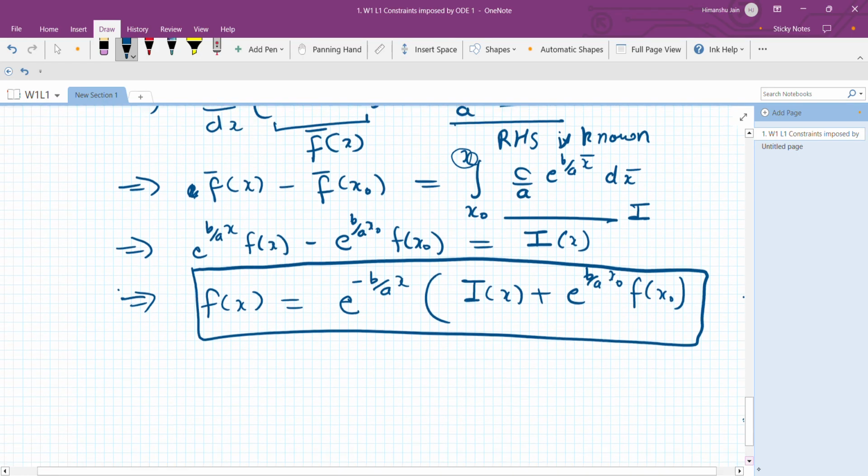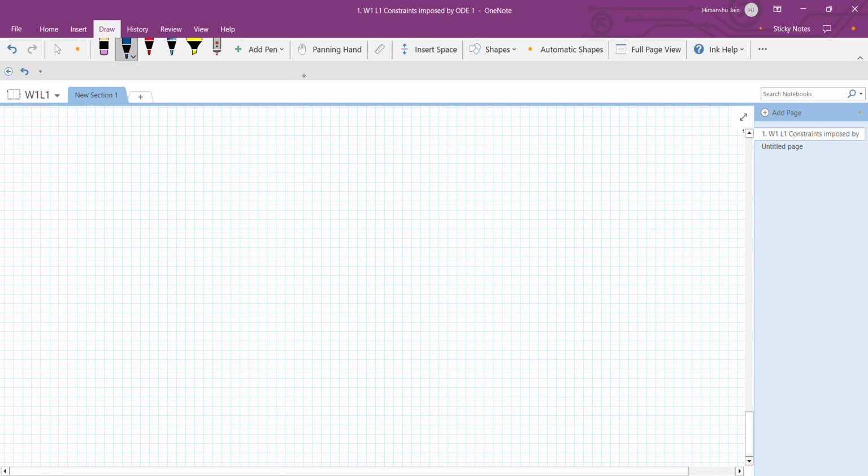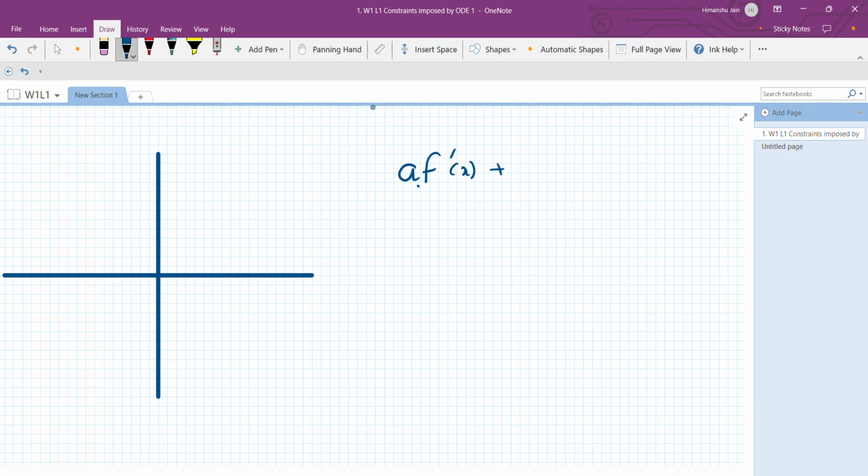So earlier we have this relation a f dash x plus b f x is equal to c, where a, b and c are constants.